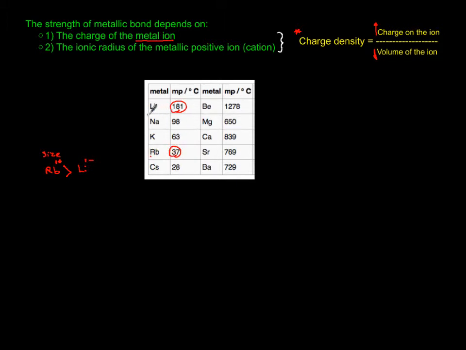Now, if we go across the periodic table, for example, if we compare sodium to magnesium, you will see sodium is 1+ and magnesium is 2+. And when you look at their size, sodium is 102 picometers. So this is size. And magnesium is 72 picometers.